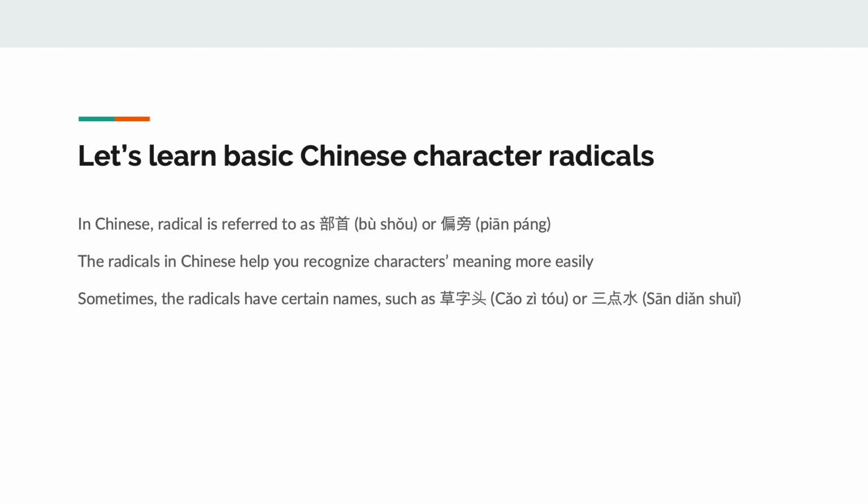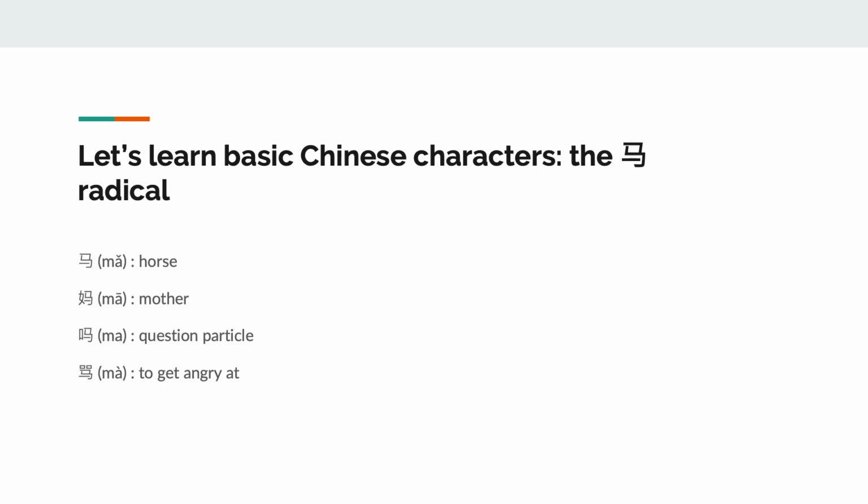What are radicals? They are like root words in English. Radicals provide clues on the two aspects of meaning or pronunciation. It is a basic part of a character that can be found in many other characters. Let's learn basic Chinese characters.